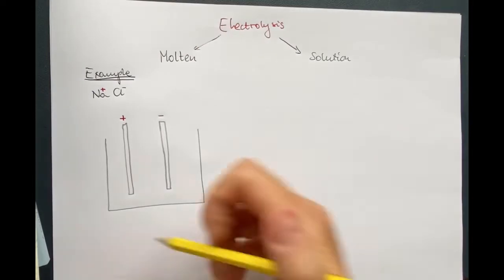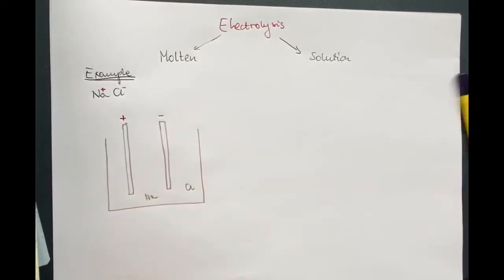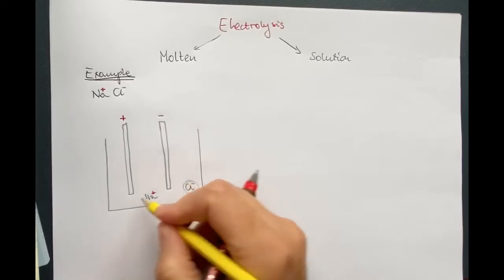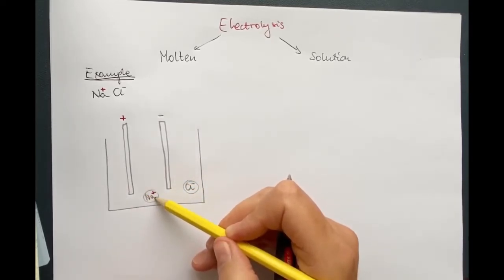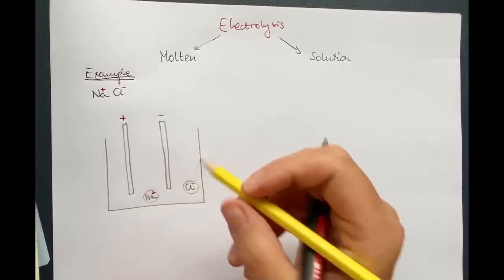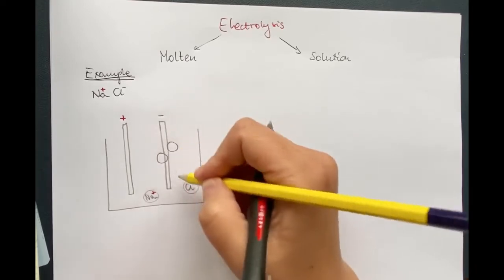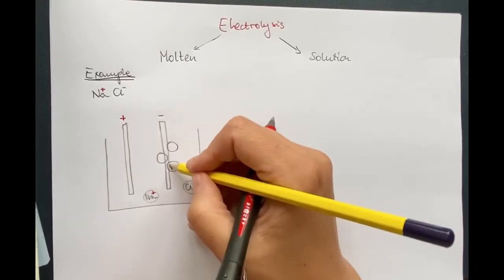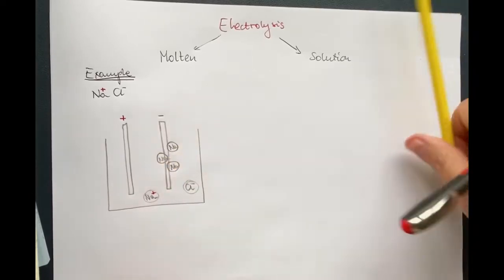Okay, and inside we've got sodium and chloride ions. So sodium positive, chloride negative. I hope you do remember this from the lesson. Sodium ions are positive, so they will be attracted to a negative electrode, because opposite charges attract.